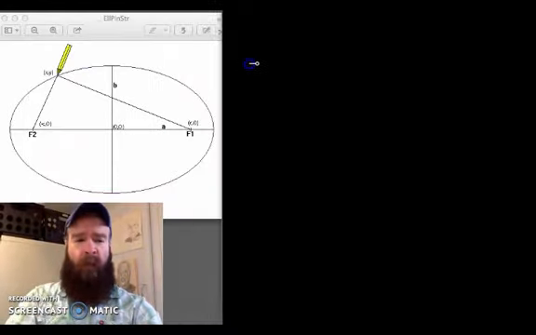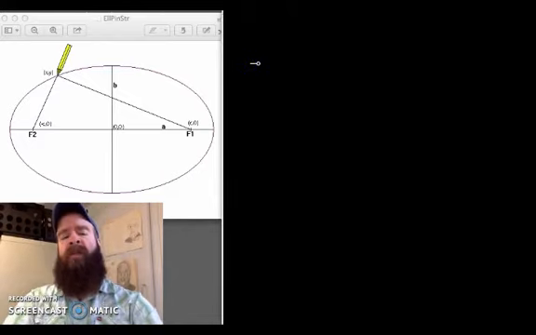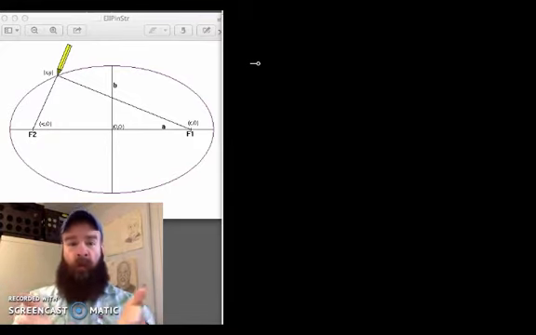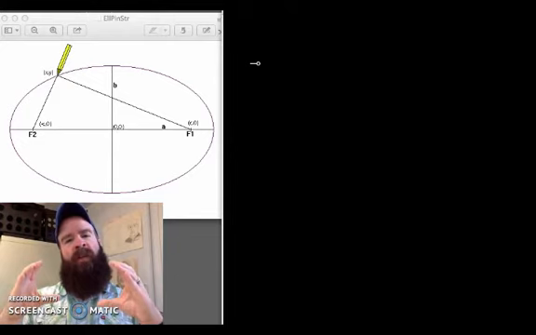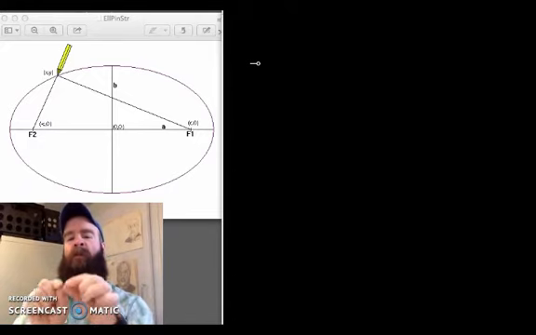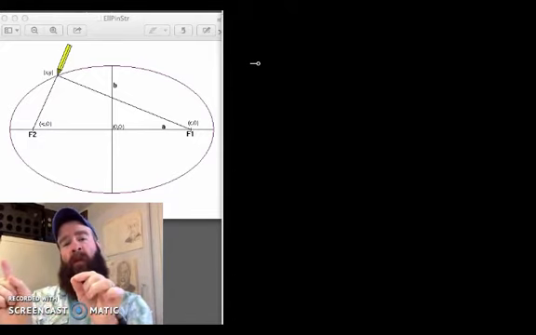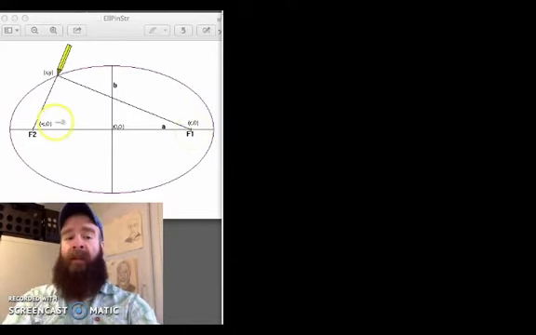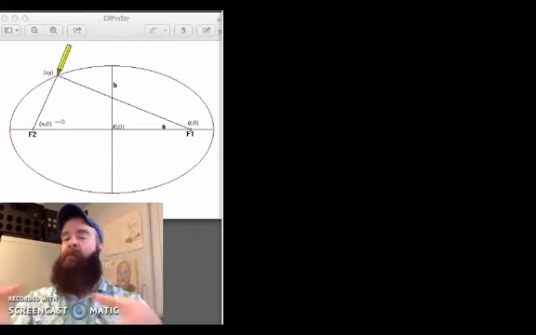But first, let me remind you what the definition of an ellipse is. Remember that in an ellipse, the sum of the distances from the two foci is constant. So what I've done here to make some of the algebra a little simpler is I've centered this ellipse around the point 0, 0. So you remember in an ellipse, the focal length is called c, right? So if I move c to the right of the origin, I land at the point (c, 0). And if I move to the left, I land at (-c, 0). So those are going to be the coordinates of my foci in this ellipse, which I've made horizontal.